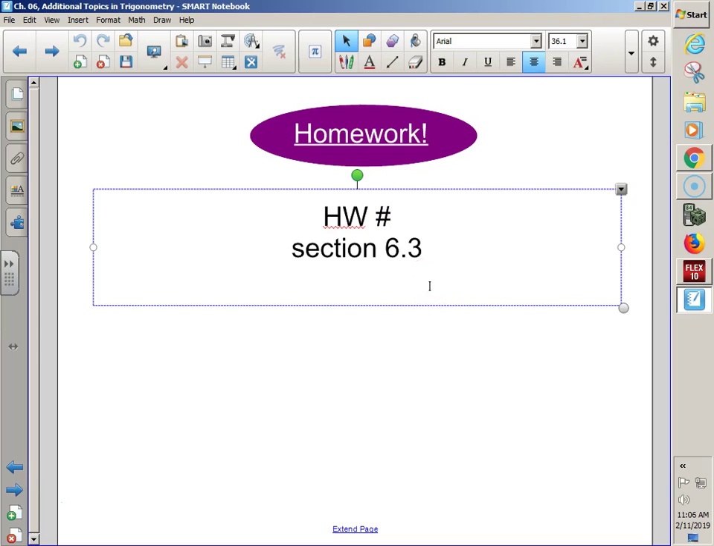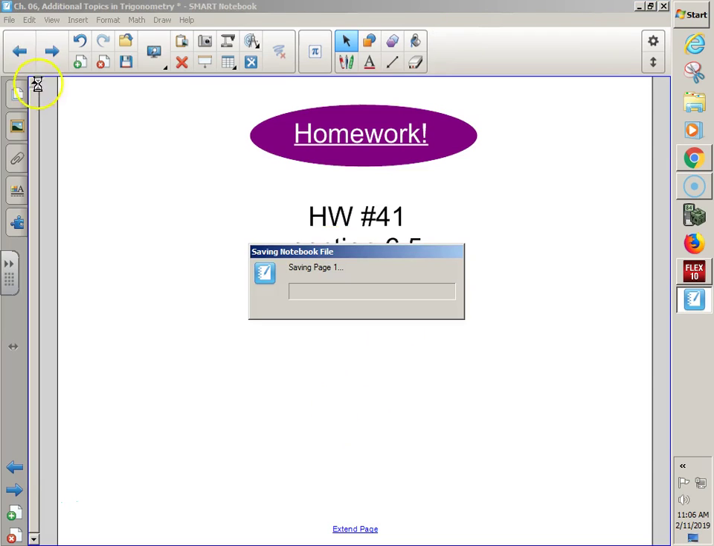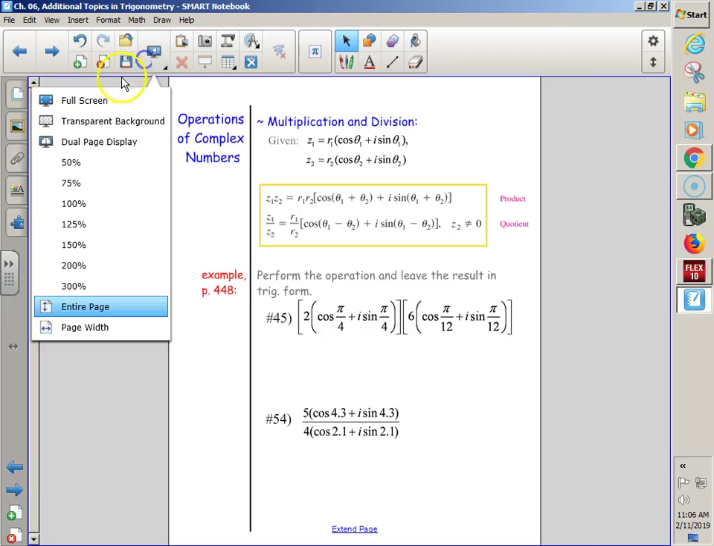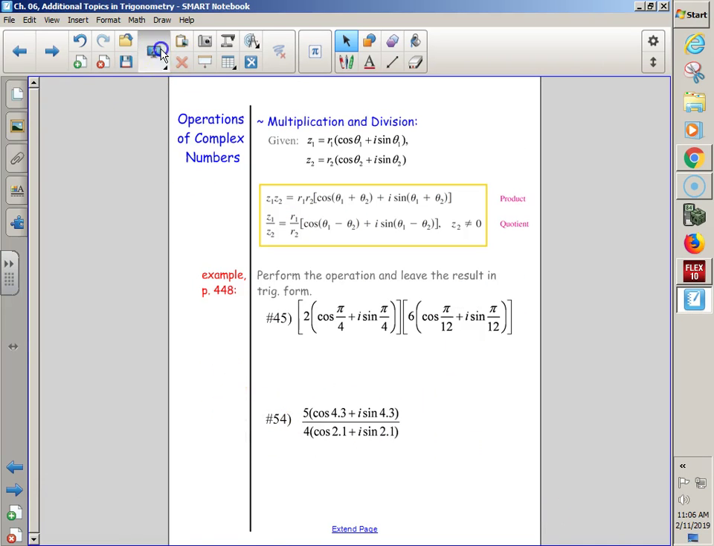This is homework 41 here. Let me see if you guys can still see it. If I zoom out just a little bit, are we still okay?